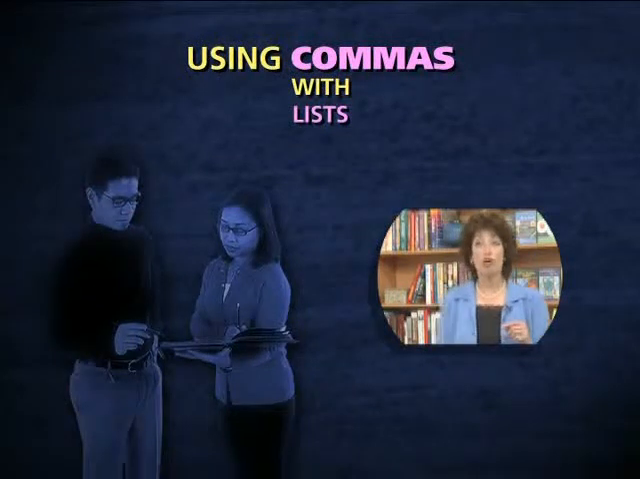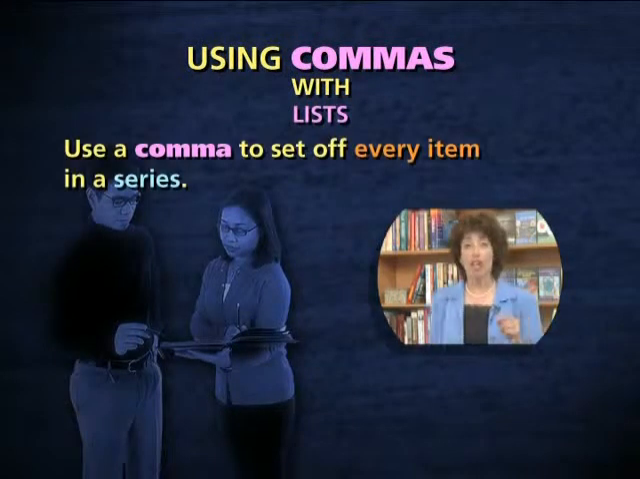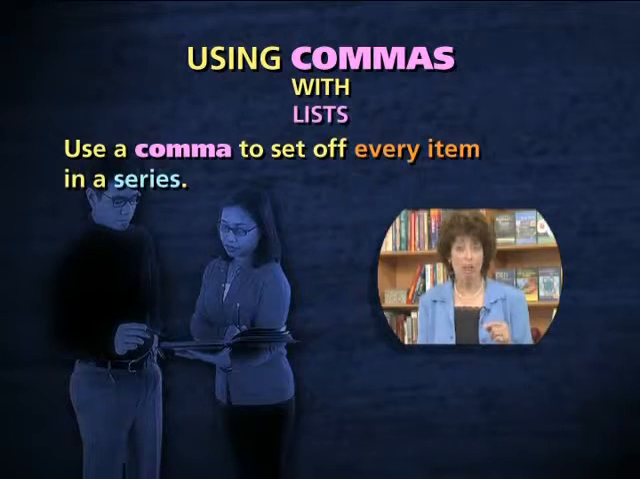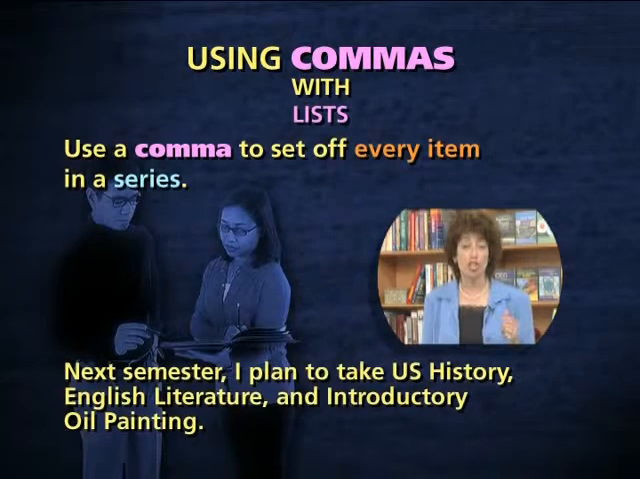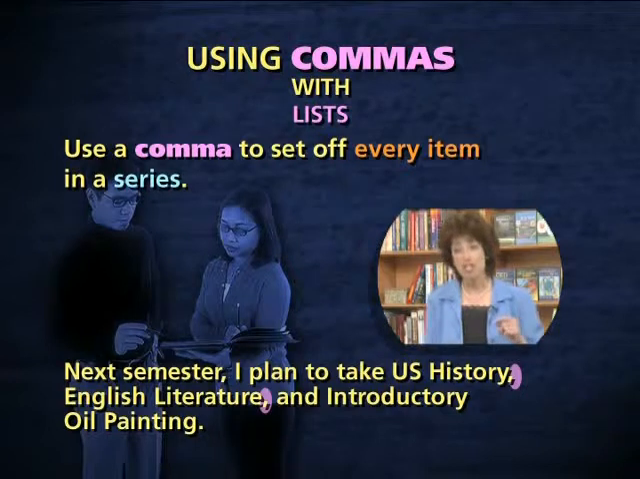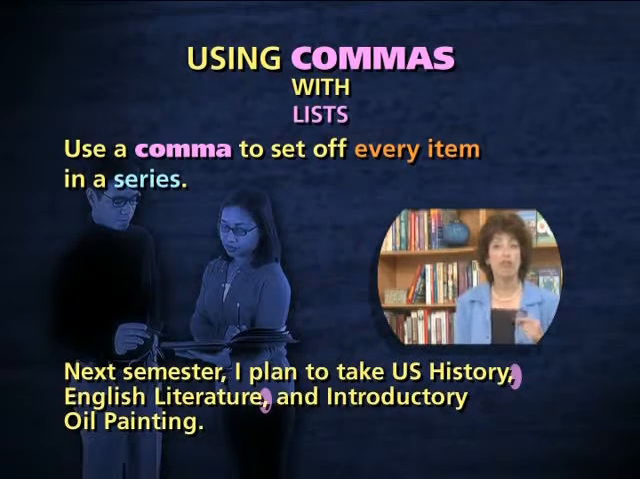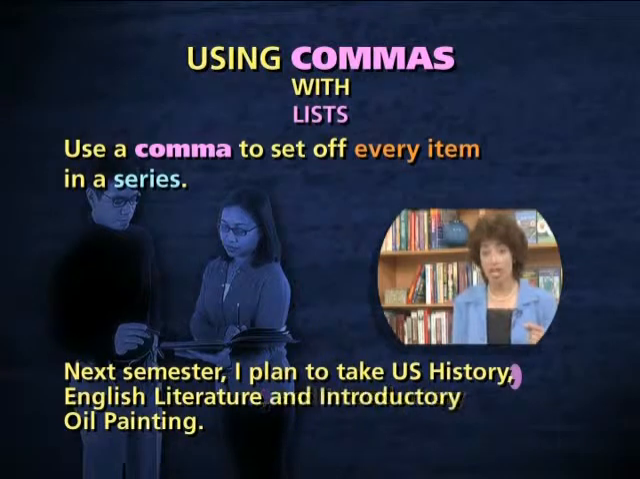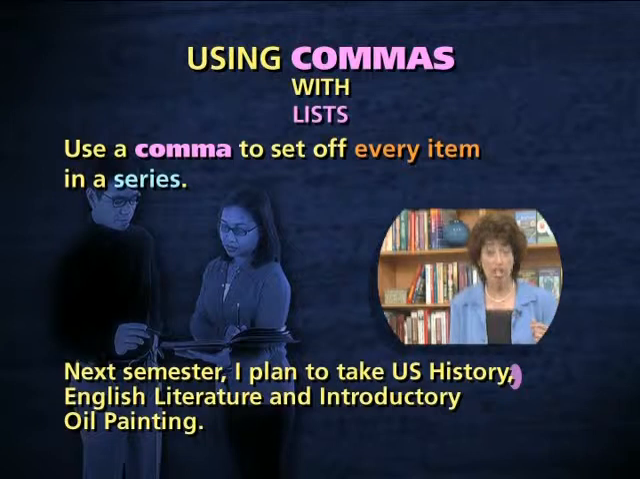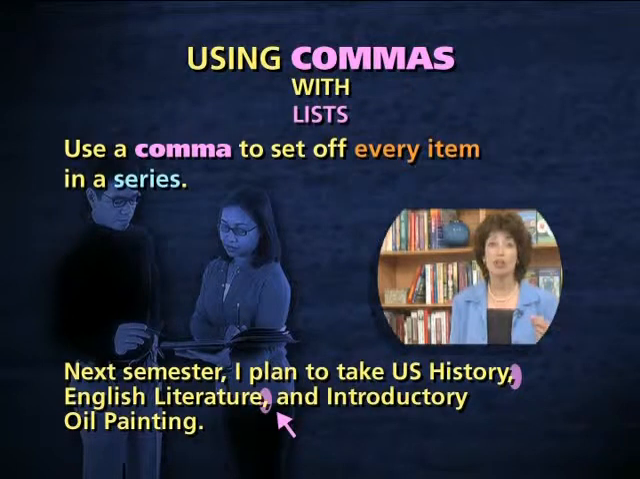I also use a comma with a list. Every item in the series is set off with a comma. Next semester, comma, I plan to take U.S. history, comma, English literature, comma, and introductory oil painting. Now, some writers do not put the comma before the and. So they would have: next semester, comma, I plan to take U.S. history, comma, English literature, and introductory oil painting. I recommend including that comma because I think that it really does make your sentences clearer and easier to read.